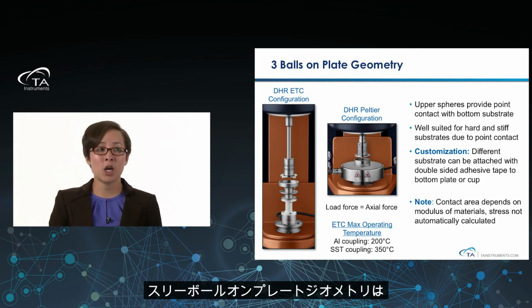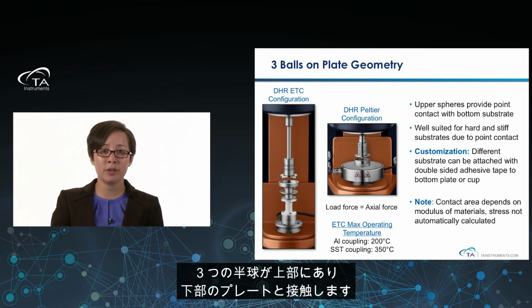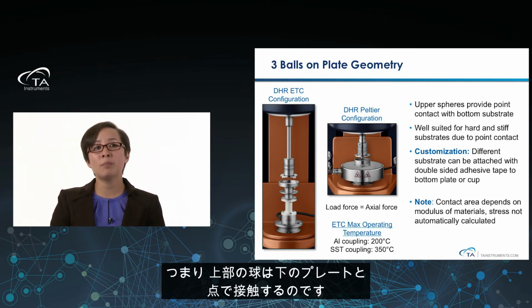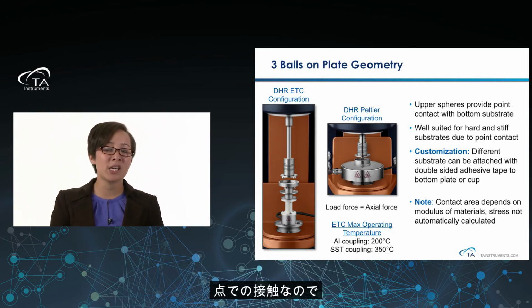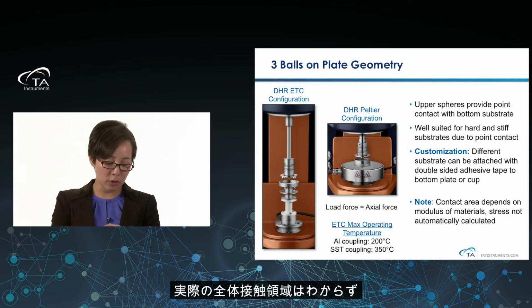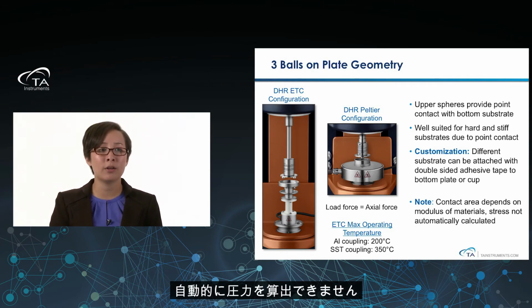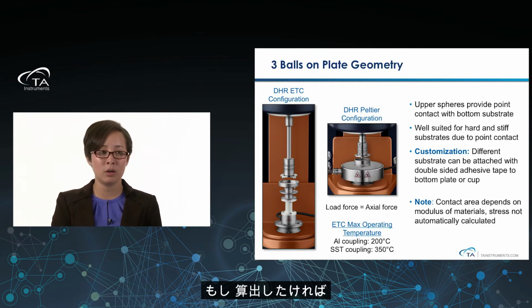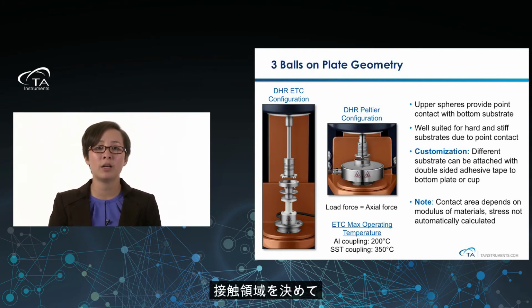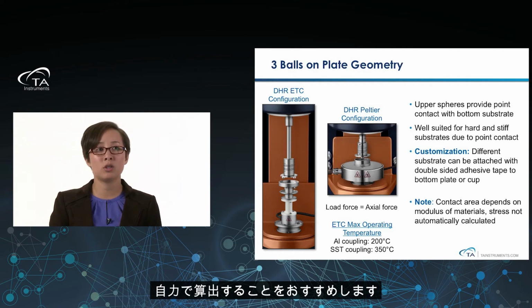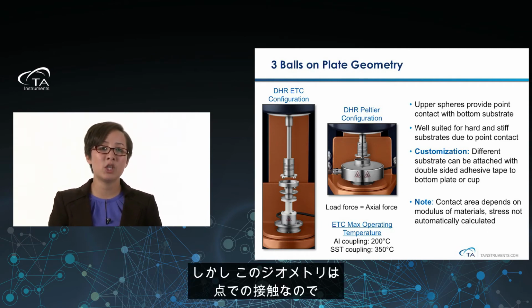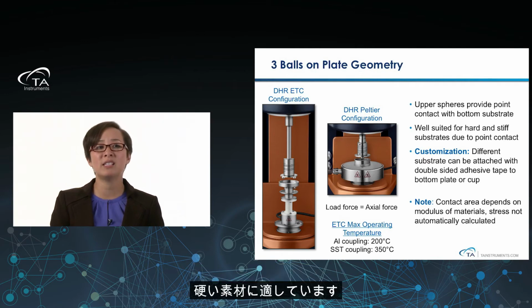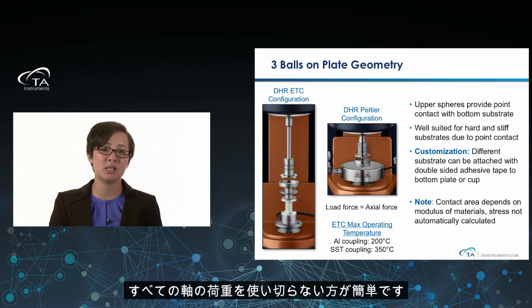On the 3 balls in plate geometry, again, we have 3 hemispherical balls on the top, and then it's going to be in contact with a plate at the bottom. So these upper spheres provide point contacts with the bottom substrates. Because it's a point contact and we don't know the actual full contact area, we don't automatically calculate stress, although if you wanted to and you wanted to go through and figure out what the contact area is, you're more than welcome to calculate out the stress yourself. But this geometry is better suited for hard and stiff substrates because of that point contact. It's easier to not max out all that axial force.